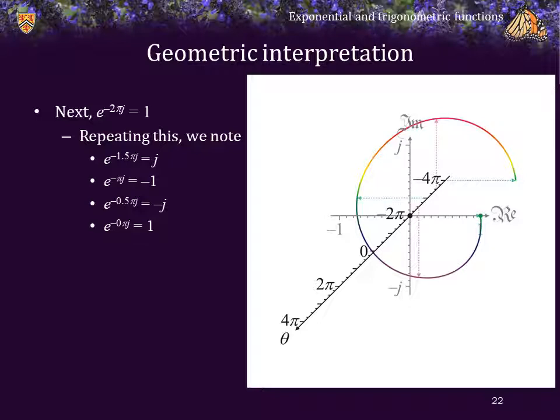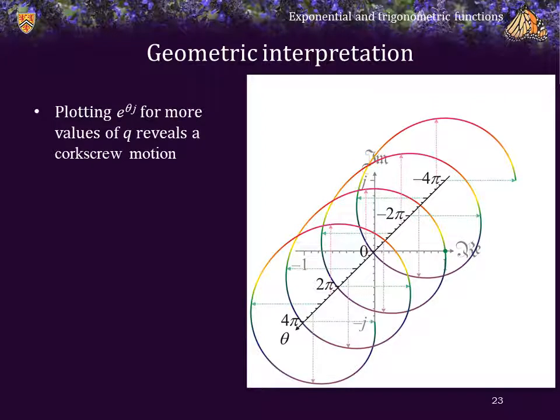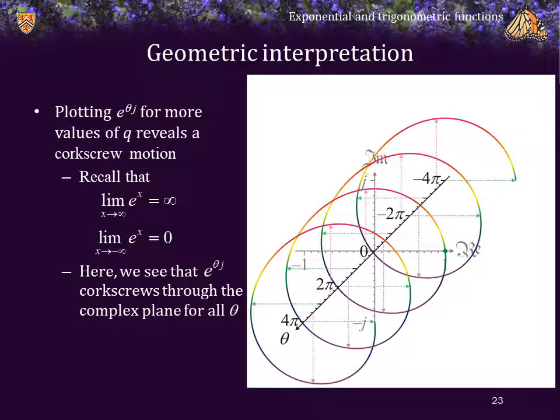Well, what we can continue to do is carry this on with other values, and we note that there seems to be a cycle here, and indeed there is. For if we were to plot e to the theta j for more values of theta, this would reveal a corkscrew motion. There is no such periodic behavior for e to the x when x is a real value. However, e to the theta j is going to corkscrew through the complex plane for all values of theta, going from negative infinity to positive infinity.